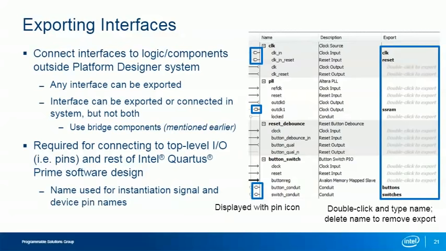However, you can use an interface both inside and outside a system by connecting the interface to a bridge component. A bridge component, mentioned earlier, essentially duplicates the connected interface, allowing one of the interface copies to be exported and the other to be used inside the system. See the Embedded Peripherals IP User Guide and other training resources listed at the end of this training for more details on the use of bridge components.